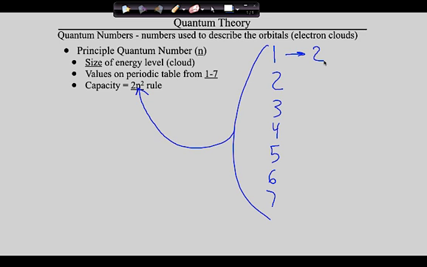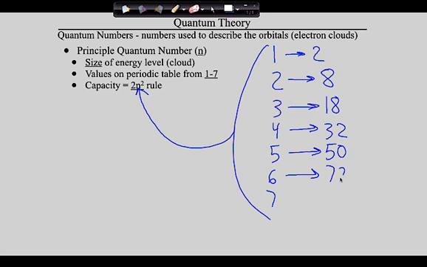So guys, there can be 2 electrons in the first level. You told me you already knew that. Now guys, how many electrons can go in the second level? 2 squared is 4 times 2 is 8. You already knew that, right? Guys, how many electrons can go in the third level? I think some of you thought it was 8. It's not. 3 squared is 9 times 2 is 18. The fourth, 4 squared is 16 times 2 is 32. And then 50. 6 squared is 36 times 2 is 72. 7 squared is 49, times 2 is 98.